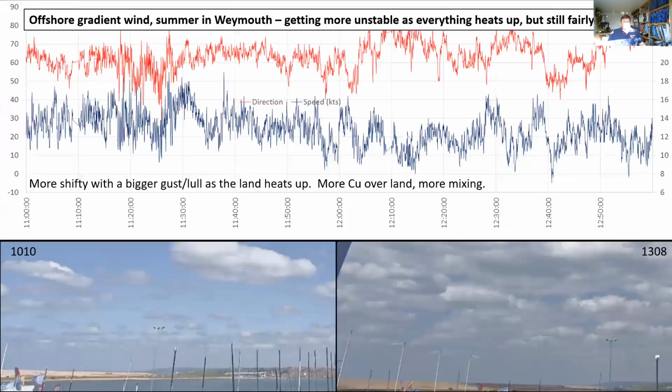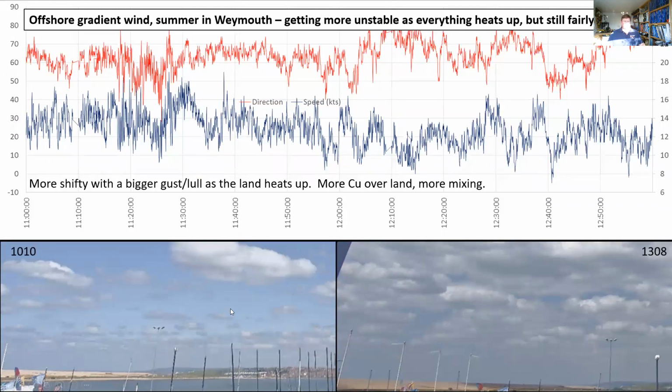Here's a good example of another offshore, gradient-driven wind. This is summer in Weymouth a few years back. The thing which I want to show here really is the difference in cloud. Again, red is direction, blue is wind speed. The wind direction, on average, was fairly steady all day, about 060, so just east of northeast.